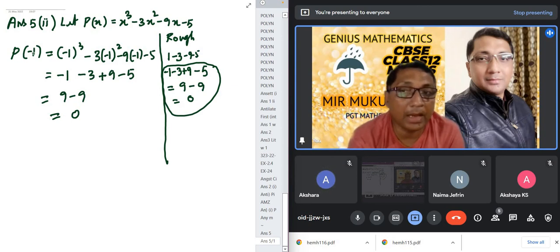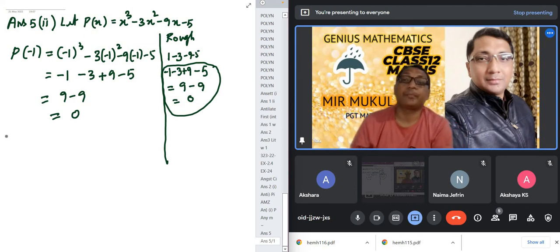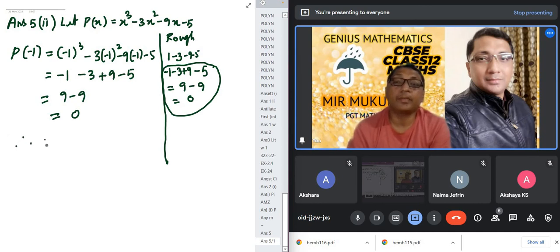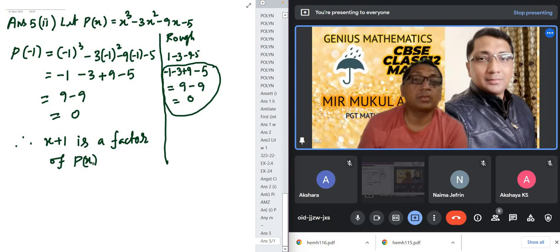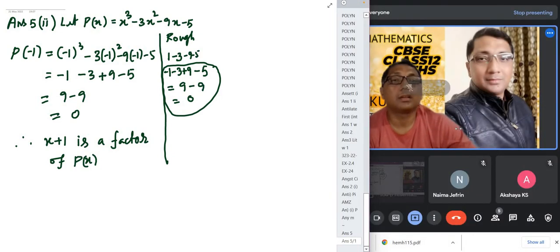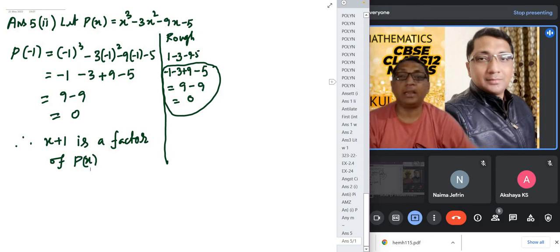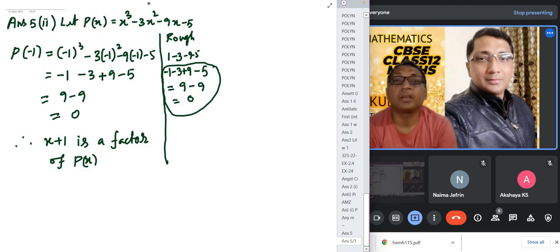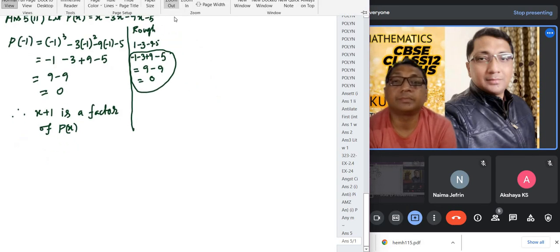So putting -1, we are getting p(x) equals to 0. It means what we can say, x plus 1 is a factor of p(x), right? So we got one factor. If we got one factor, then we can divide, right? Then after that we'll divide p(x) by x plus 1. Okay.